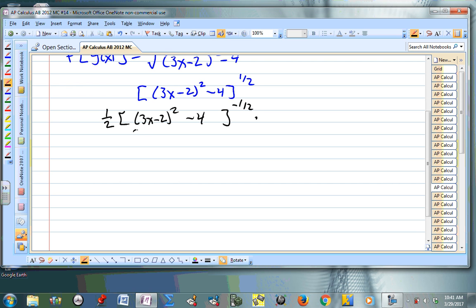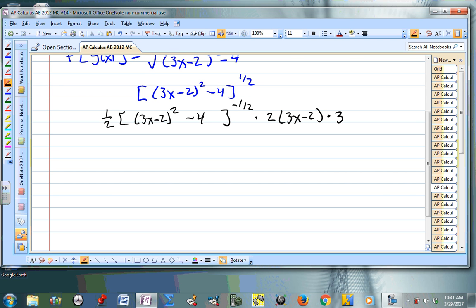Well, the inside function is also a composite function. So use the chain rule again. The outside function here is something squared. So the derivative of something squared is 2 times something to the 1st power. The inside, 3x minus 2, doesn't change. And we'll multiply by the derivative of the inside. The derivative of 3x minus 2 is 3. The derivative of minus 4 is 0, so we're not going to worry about that one.